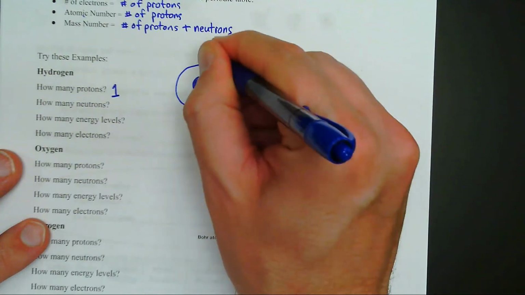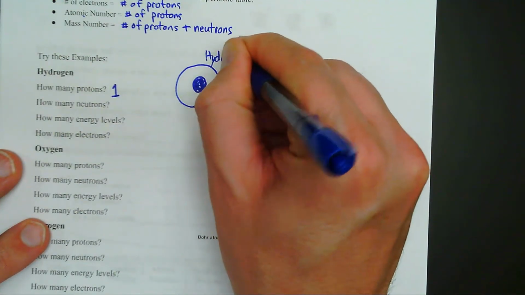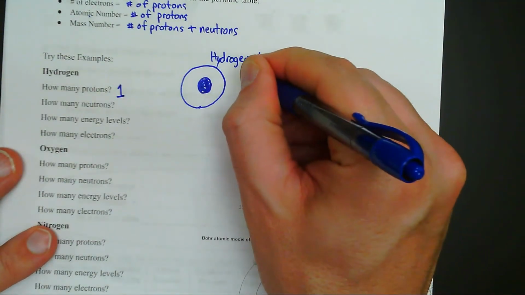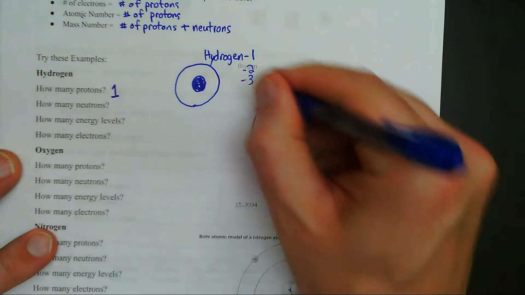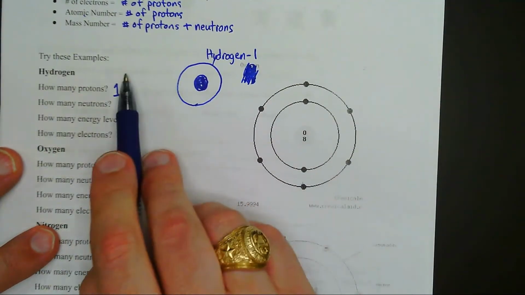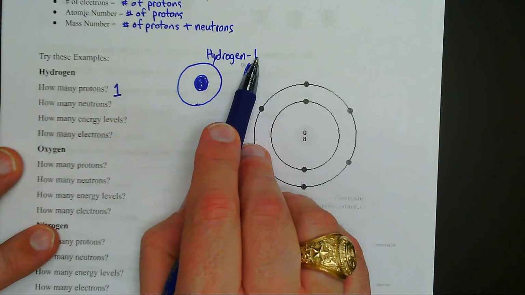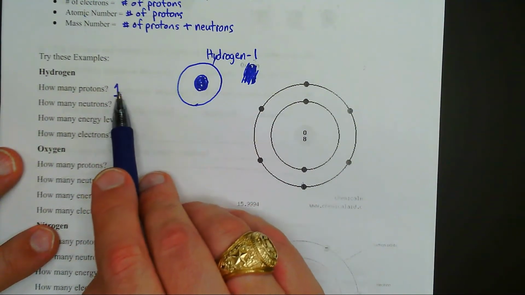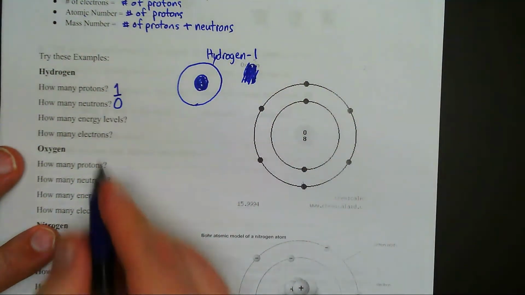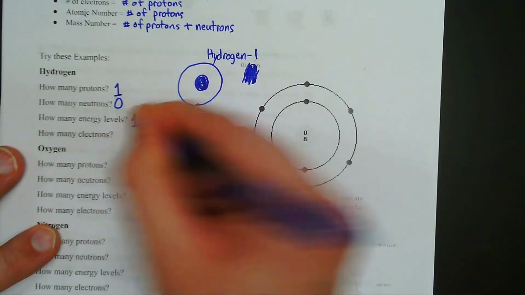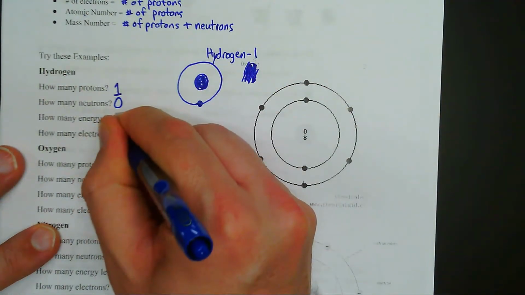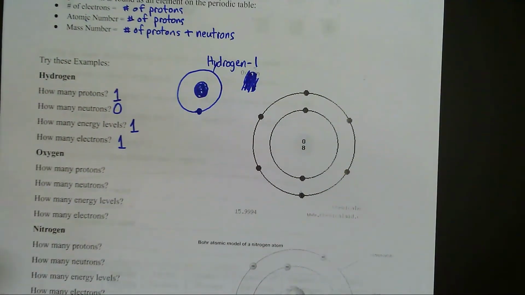The mass of hydrogen, technically there are 3 isotopes. You could have hydrogen 1, hydrogen 2, or hydrogen 3, but for the sake of this, let's go with the most common isotope, which is hydrogen 1. So if hydrogen has a mass of 1, well, it already had 1 proton, which means it has 0 neutrons. Energy levels, it only has 1 energy level, and there is 1 electron floating around the outside of it.